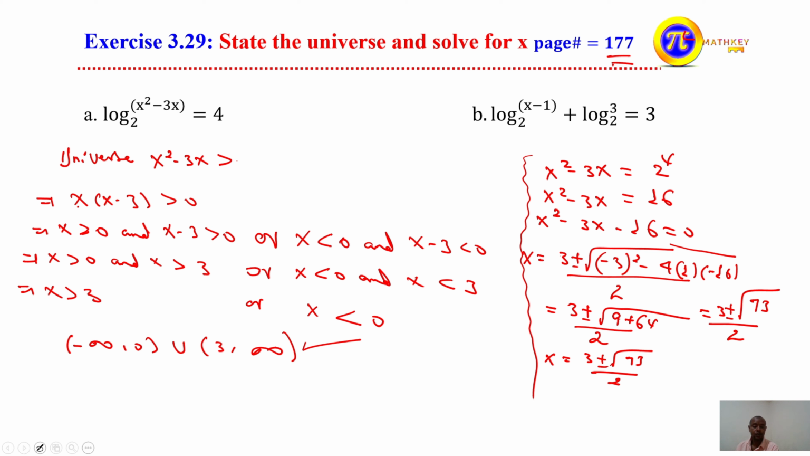So where does it lie? If we consider this one, 3 plus the square root of 73 over 2, if you take the perfect square 64, that is 8. 3 plus 8 is 11 over 2, that means 5 point something. So the positive one lies on this interval. When you come to the negative one, 3 minus the square root of 73, approximately 8, 3 minus 8 is negative 5. Negative 5 divided by 2 is negative 2.5. It also lies on this interval. So the solution for this is equal to this one.